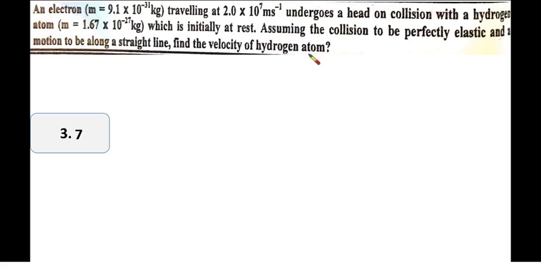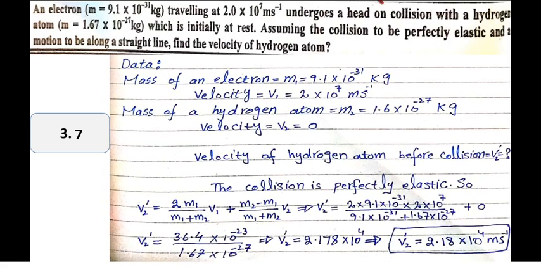We know that before collision the hydrogen atom is at rest, so we want to find what the velocity of the hydrogen atom will be after collision, which will not be zero. So here we have the data.